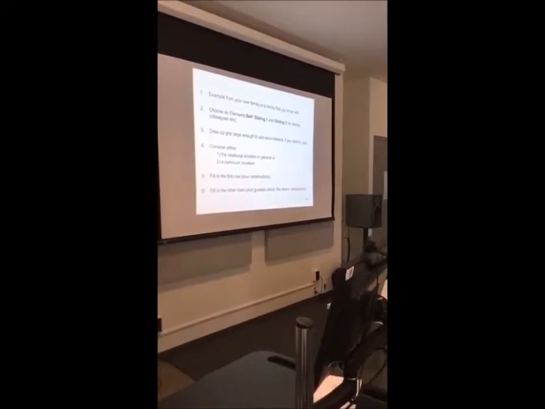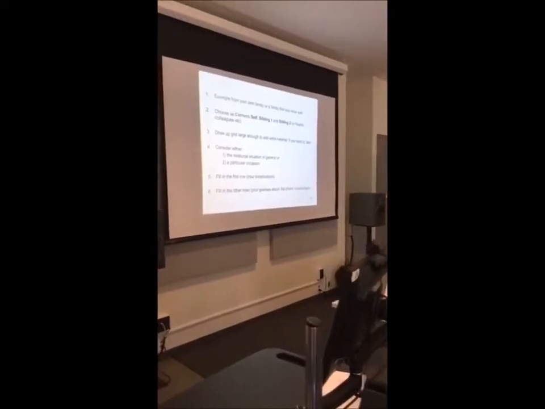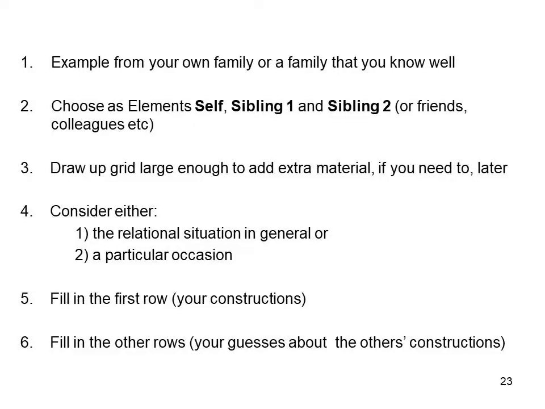So this summarizes the exercise. Choose some from your own family or a family you know well. Choose three people: self, sibling one, sibling two. Draw up a grid large enough to add extra material. That's the other thing. You get a nice big piece of paper, you can write quite small because you'll have more ideas or whatever you can add to that. Is it just restricted to three? No, you can have a 15 by 15. Of course, it's not restricted. But you tend to focus on something and make sense of that.